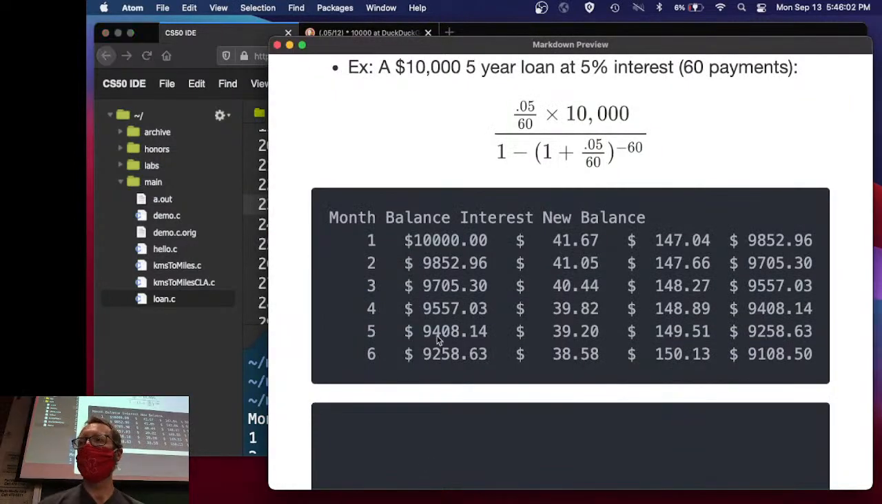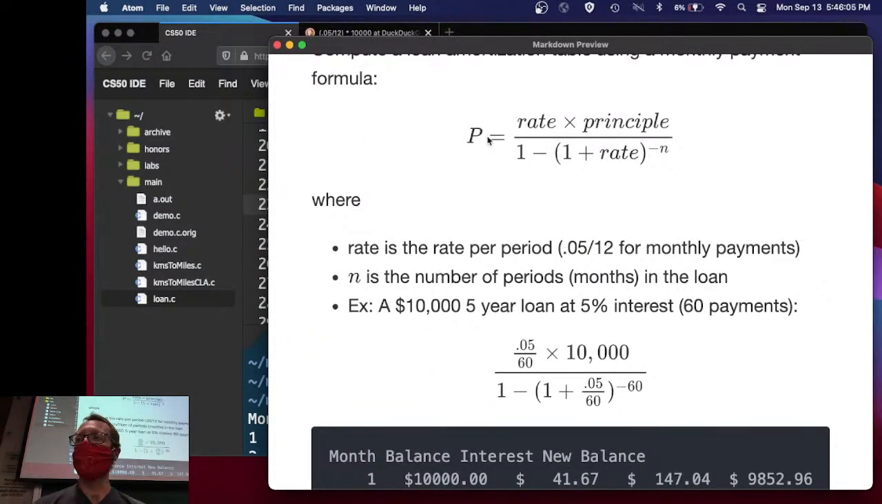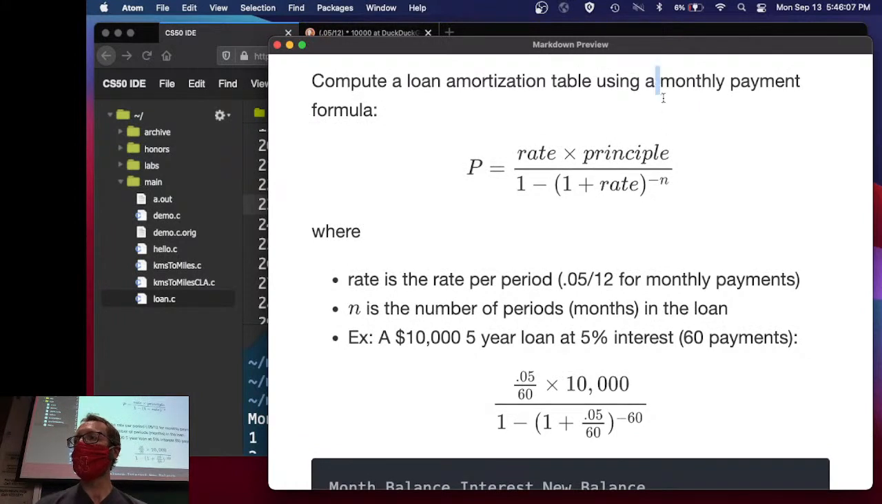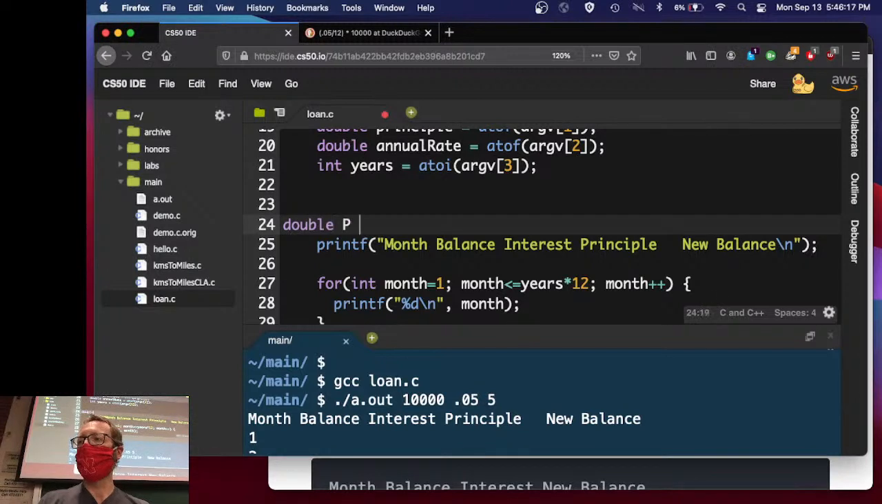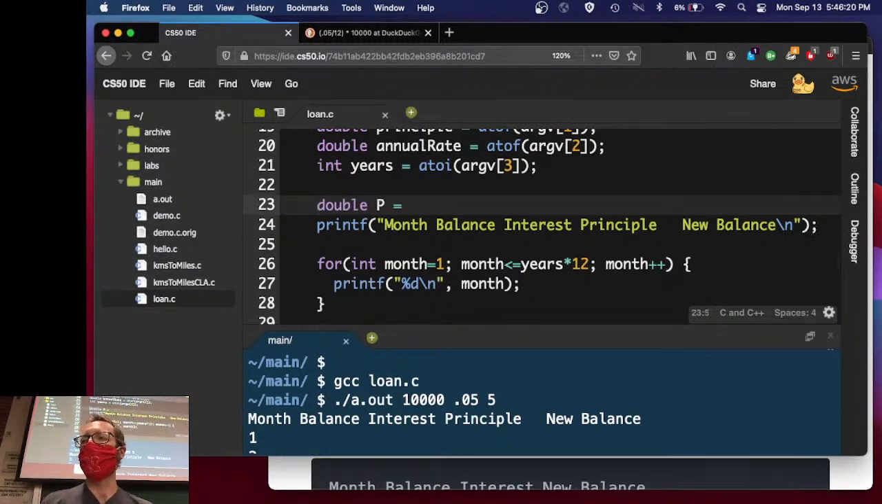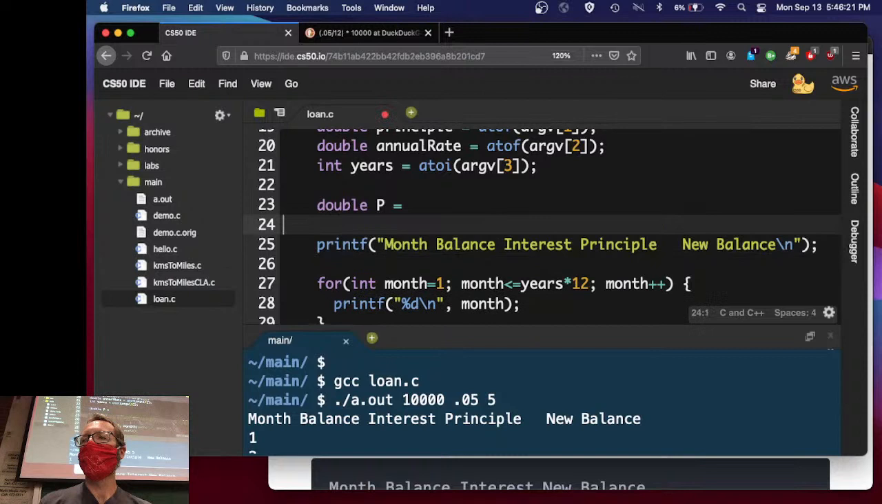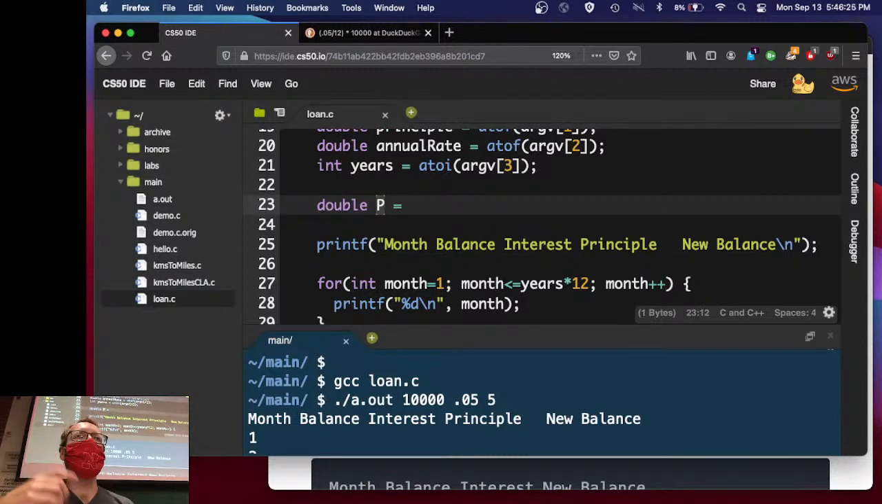I need to compute, one of the things I need to compute is the monthly payment, using this formula right here. In the formula, I called it P. Is that a good variable name? No. I mean, that's good for math. Mathematicians like single letter variable names, X, Y, A, B, C. And then when they run out of those, they go to Greek, and when they run out of those, they make them up.